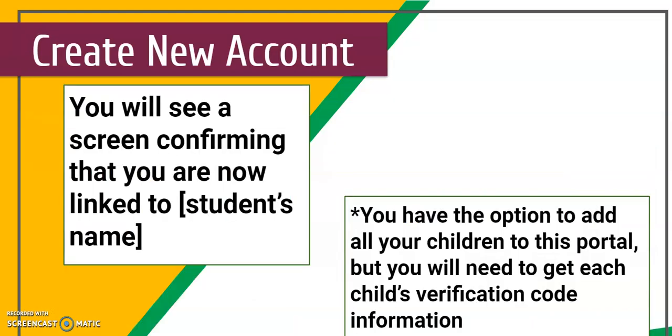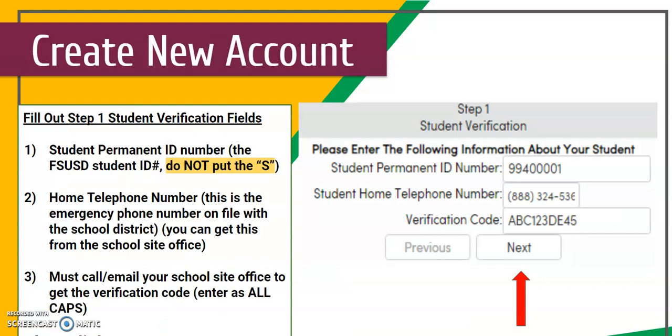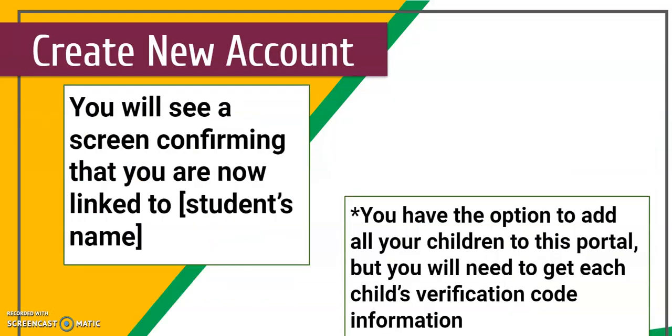You will get a screen confirming that you are now linked to your student's name. You have the option to add all of your children to this portal, but you will need to get a child verification code for each child. So when we looked at that student verification form, you will have to fill that out for every child that you want to have access to in the parent portal, which is as simple as reaching out and getting those verification codes from your school sites.